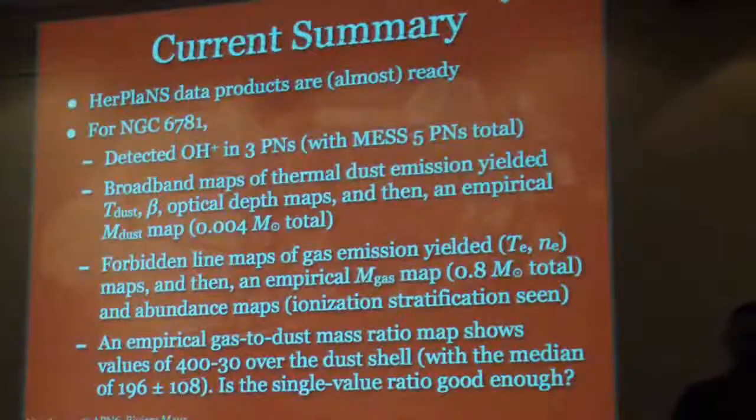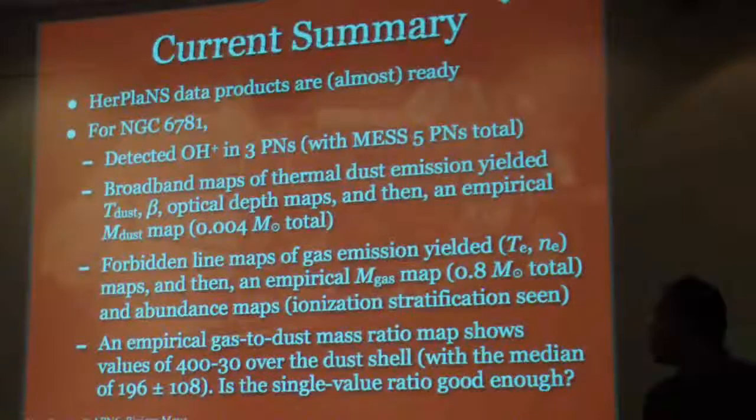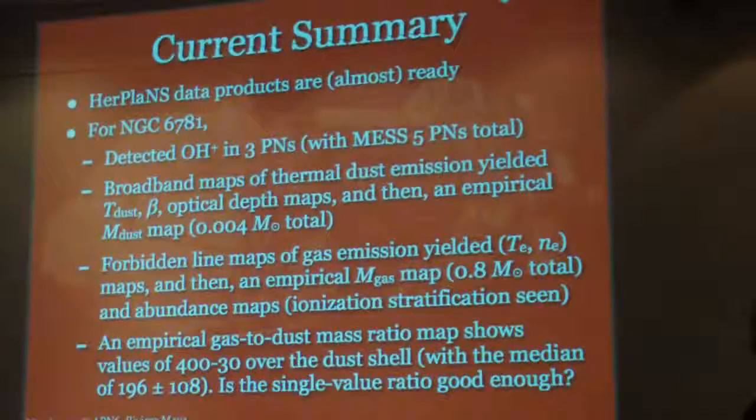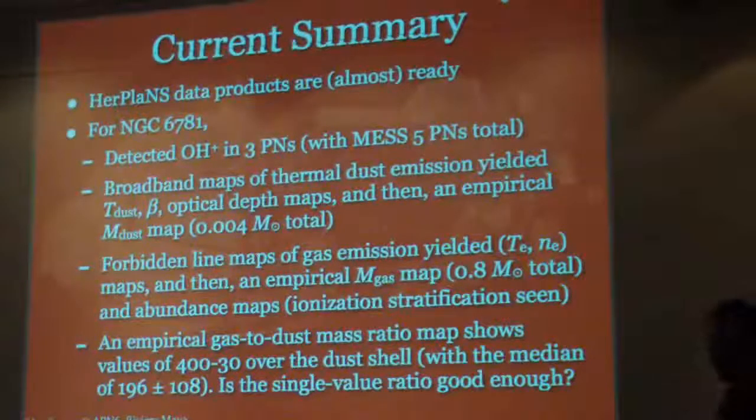The data products are almost ready. Then I'm going to show you one example using this one object, NGC 6781. As a highlight, we detected OH+ in emission in planetary nebulae, but I'm going to show you just this object. There was a simultaneous discovery of OH+ from another group, the Ladjal group. They found 2, so that makes a total of 5 PNe in which OH+ in emission was detected.